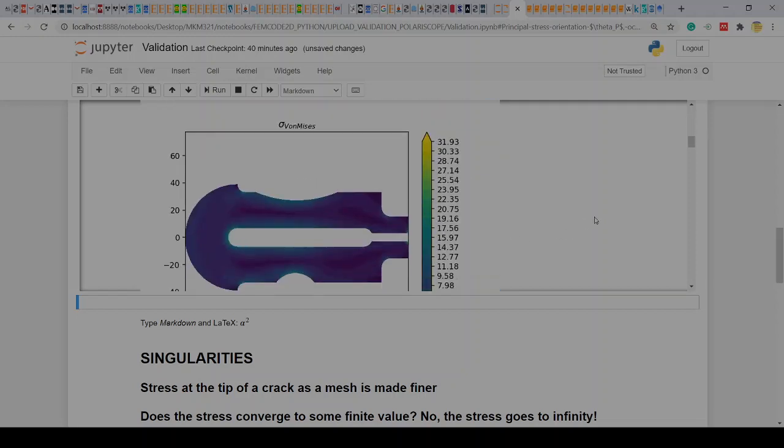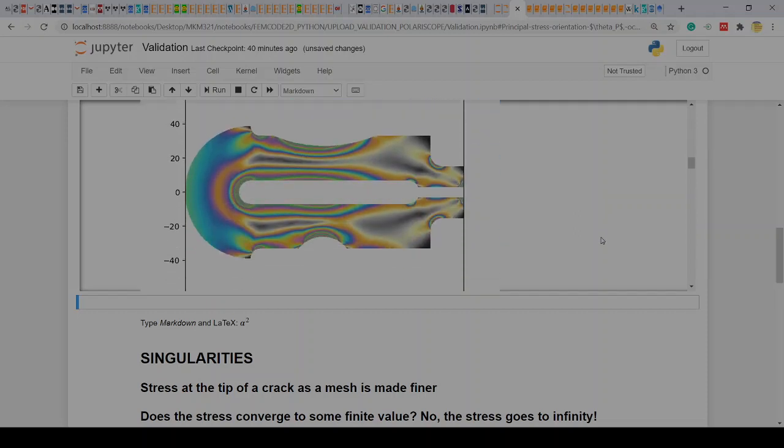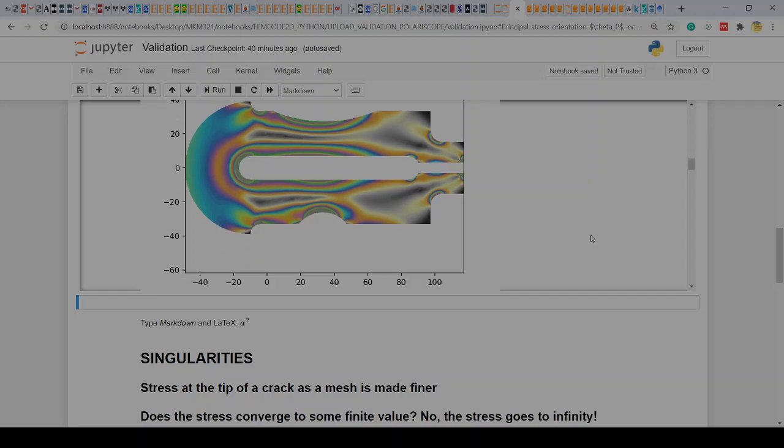And again, now we can start looking at the von Mises stress going up to 30 MPa, start looking at the isochromatics, and start getting an idea of what's happening here with the contours. And you can see now essentially this number of fringes would increase here. So as we go through this process, you'll see the number of fringes increasing drastically.